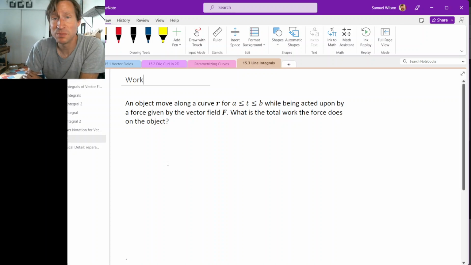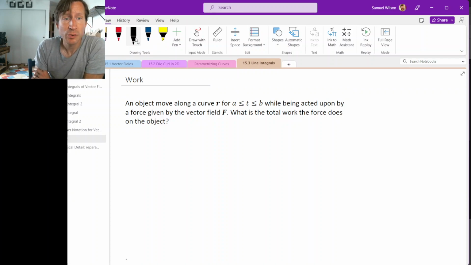The last thing we wanted to be able to compute about vector fields is, in the context of a vector field that represents a force, how much work that force does on an object that's moving around. So let's say we have an object that moves along a curve R, where the parameter for the curve goes from A to B, and as it moves, it's being acted upon by a force given by some vector field, capital F. What is the total work that the force does on the object?